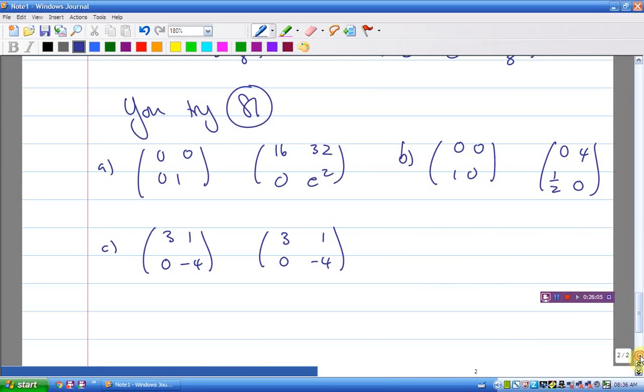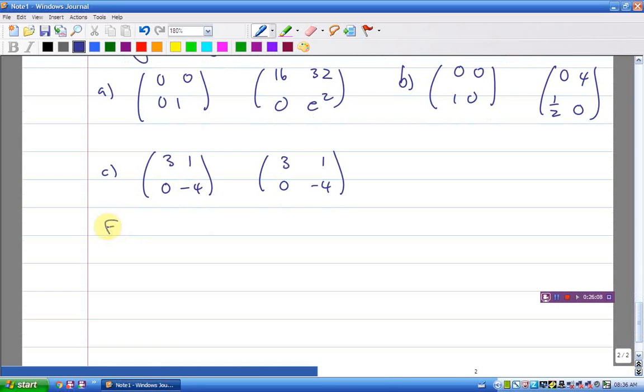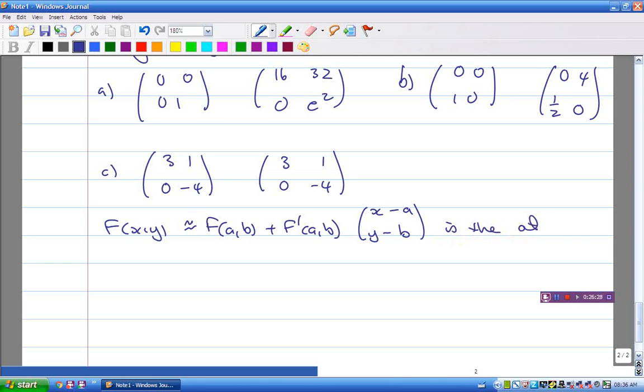So this formula that we've just seen, f of x, y is approximately equal to f of a, b plus f dash of a, b times x minus a, y minus b. When it's written like that, we call it the affine approximation to f at a, b.